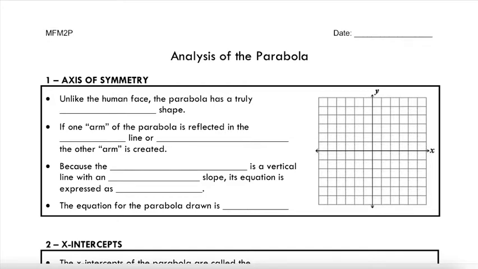So the first thing that you want to learn about is the axis of symmetry. The axis of symmetry is an equation of a line that splits the parabola directly in half. So unlike the human face, the parabola has a truly symmetrical shape. What that means is that it's the same on one side of the parabola as it is on the other. So if one arm of the parabola is reflected in the mirror line, or the axis of symmetry, the other arm is created.